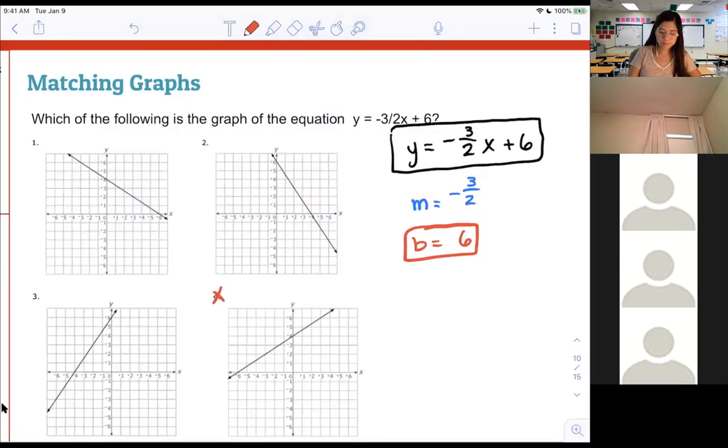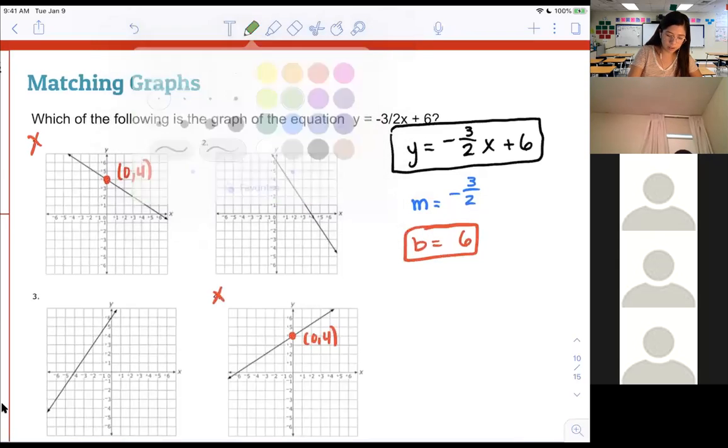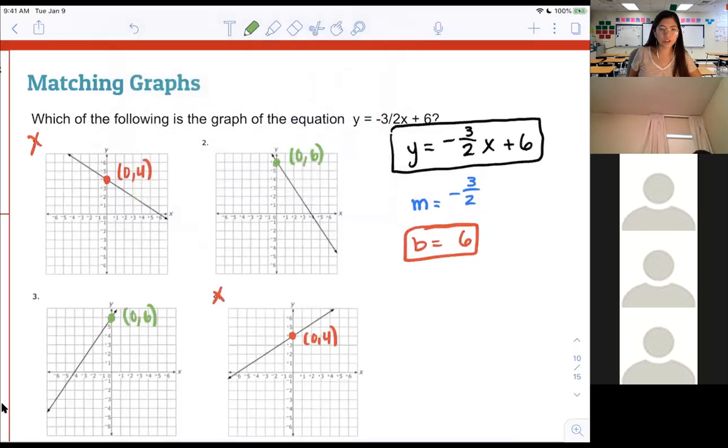Okay, yeah, because where is the y-intercept in answer choice 4? It's on the 4, right here, 0, 4. Where's the y-intercept in answer choice 1? It's also at the 4. So I know that's wrong. However, in answer choice 2, it's at the 6. And in answer choice 3, it's also at the 6. So those match. But now we need to figure out which of those two answer choices has the correct slope.